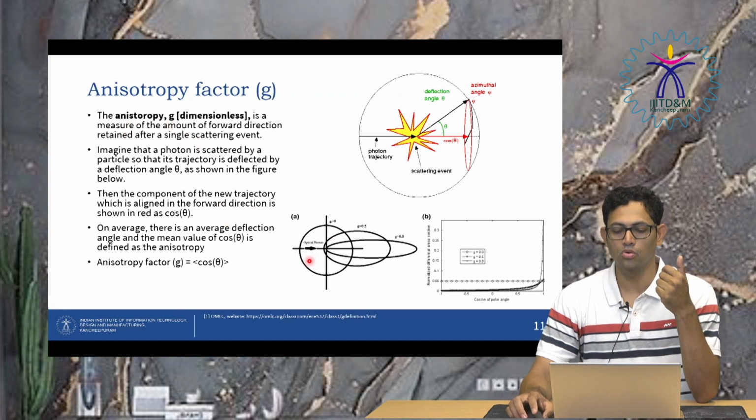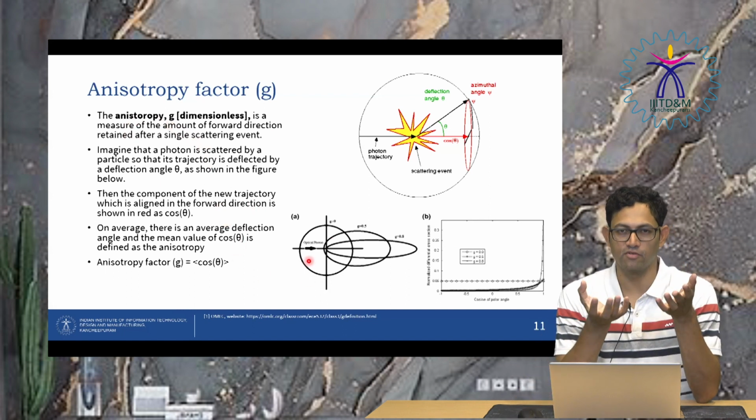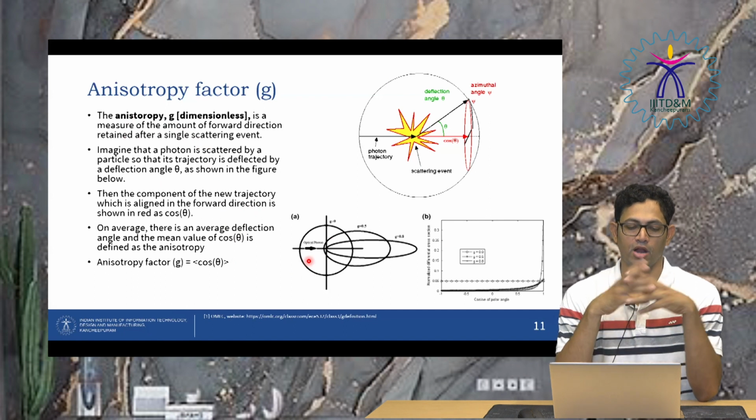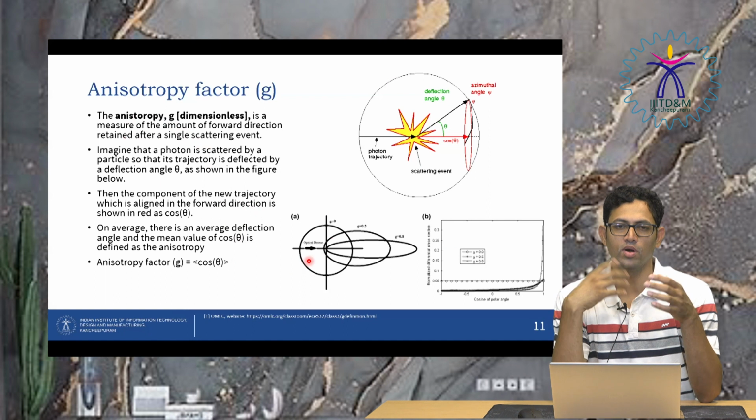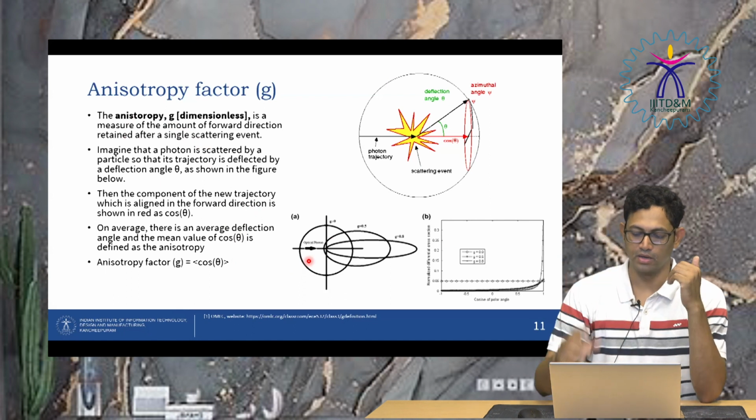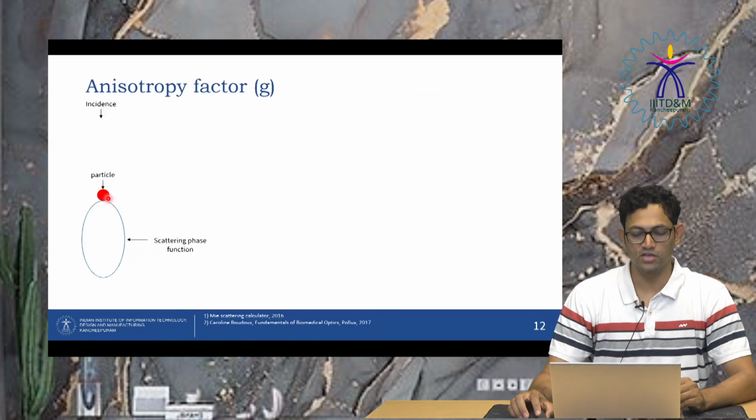Now I want to know how much forward scattering is going to happen. This parameter tells you the measure of the forward scattering that is going to occur. For example, this is a particle over here. When I shine a light source, maybe an electromagnetic plane wave, on this particle, and I see light which is forward scattered, then the scattering phase function is only in the forward direction.